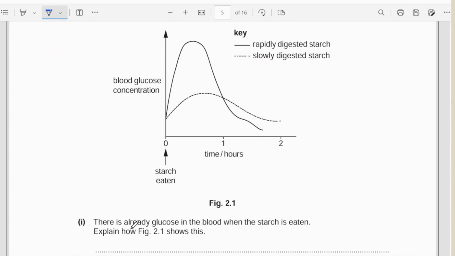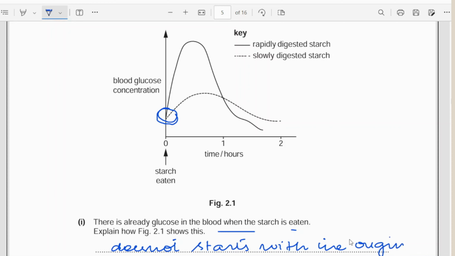Okay, yes. First thing is there is already glucose in the blood when starch is eaten. Definitely there is something. How does it show it? It doesn't start from the origin. Okay, it's one mark. It starts from the origin, with the origin of the y-axis.